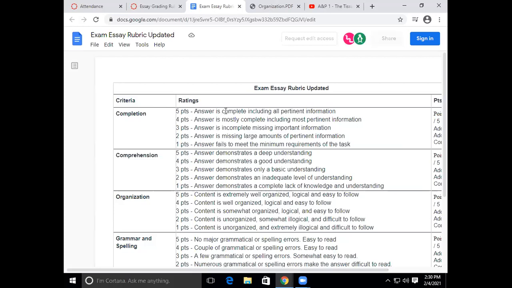If you have an answer that's complete, including all pertinent information, you can get a 5 for completion. If your answer indicates a deep understanding, you can get a 5 for that. If your content is extremely well organized, logical, and easy to follow, you can get a 5 for organization. If you have no major grammatical and spelling errors and it's easy to read, you can get a 5 for grammar and spelling. Then you can get a 20, or however many total points that question is worth on that exam.